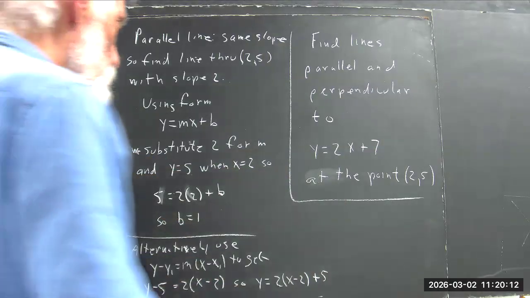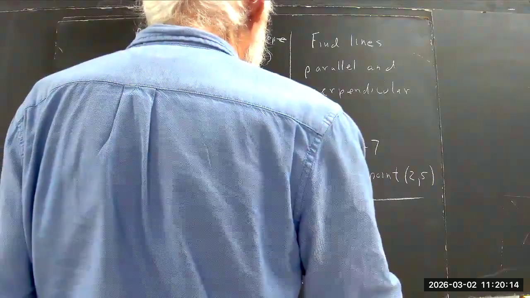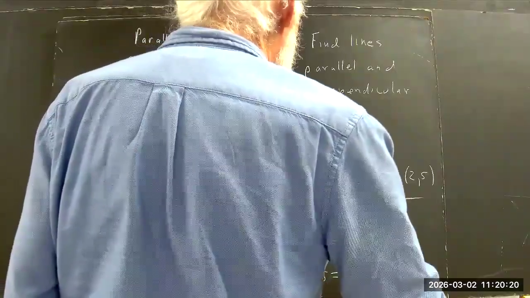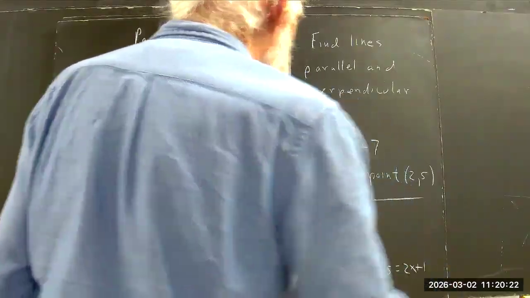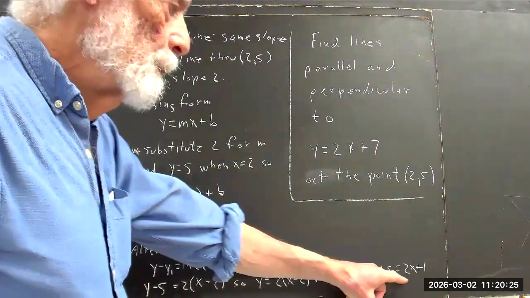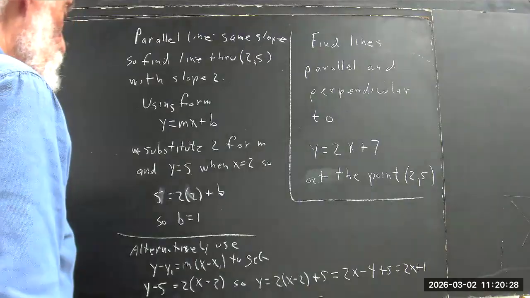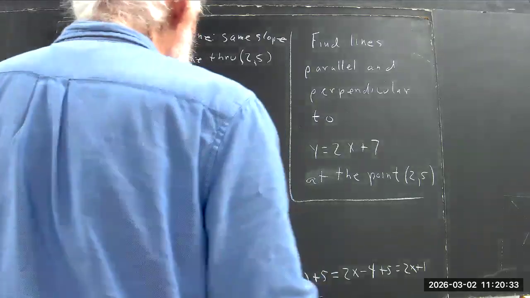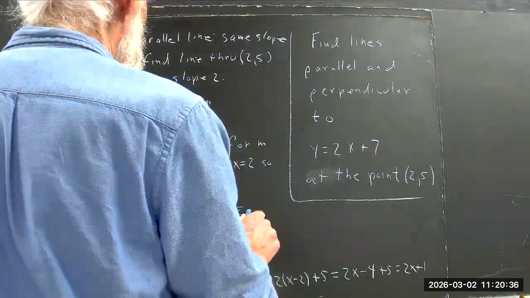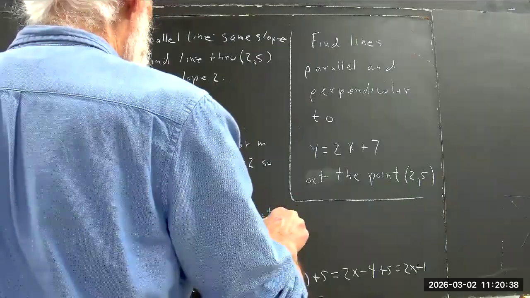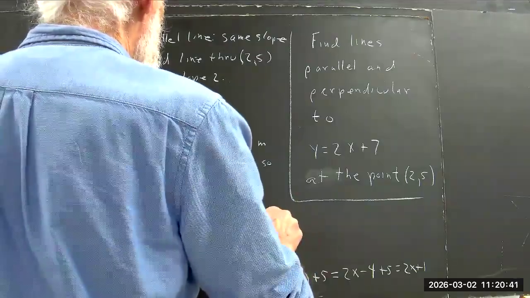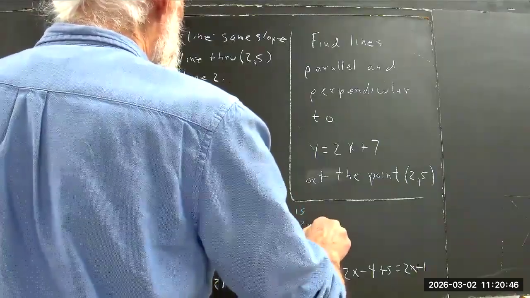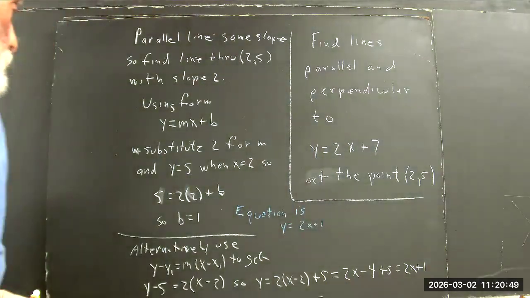And then we just use the distributive law. 2 times the quantity x minus 2 is 2x minus 4, and we add that to 5, and we get 2x plus 1, giving us the same result. Either way, the equation is y equals 2x plus 1.